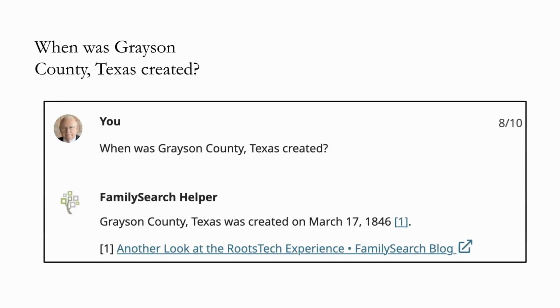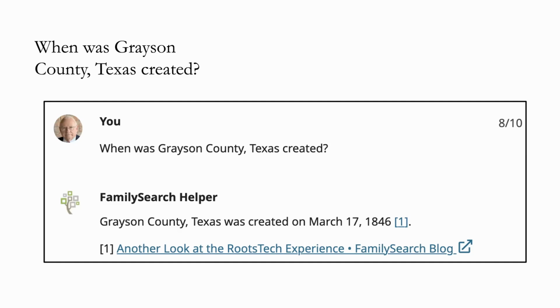Now let's ask a kind of a specific question. It's specific, you need to know an answer. When was Grayson County, Texas created? Now, there's the answer. Grayson County, Texas was created on March 17th, 1846.